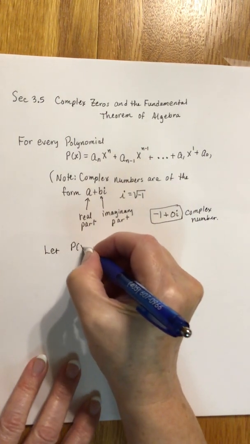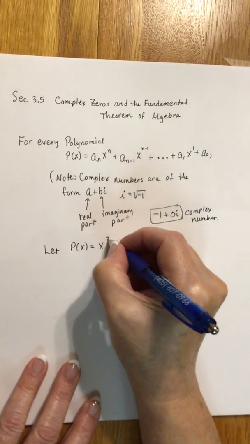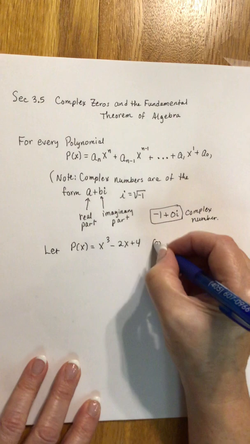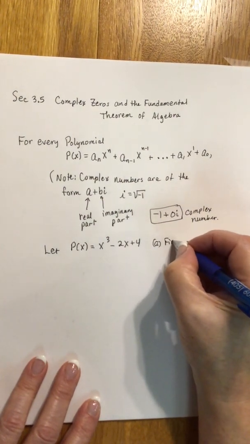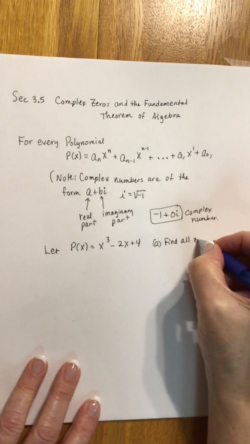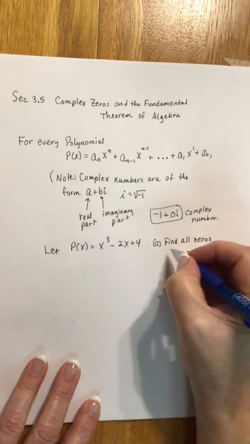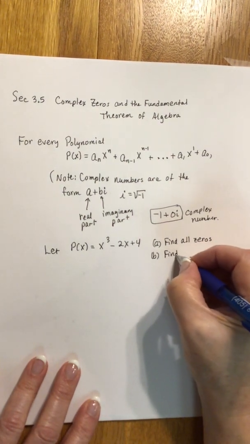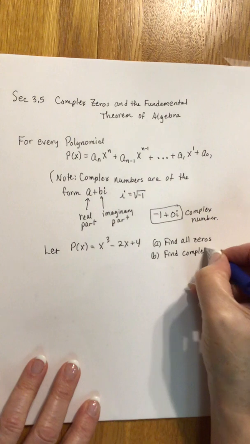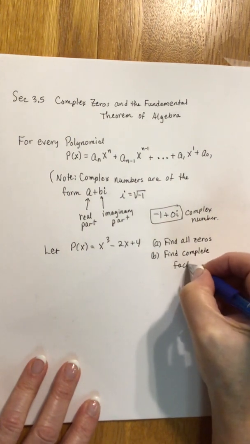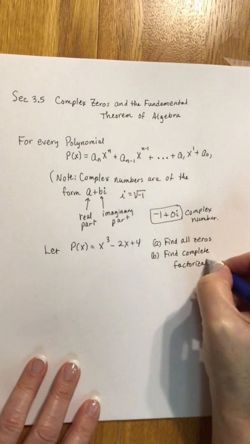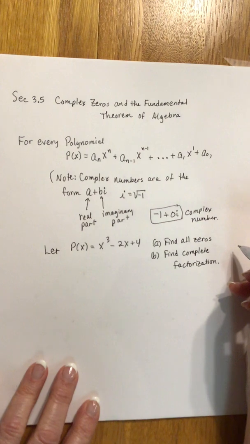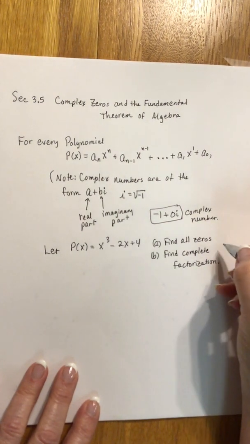Let p of x equal x to the third minus 2x plus 4. And our job is to find all of the zeros. And the second thing is to find the complete factorization. So that factorization is the things we put in parentheses, the two sets of parentheses. This one, it may be more than two, but just the idea of that.